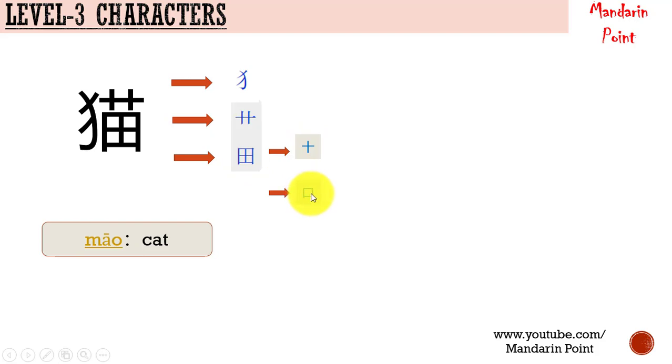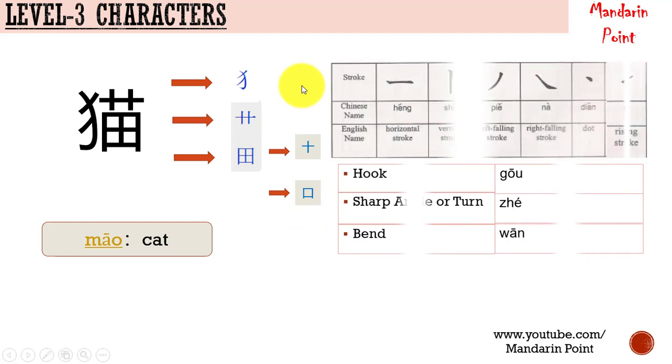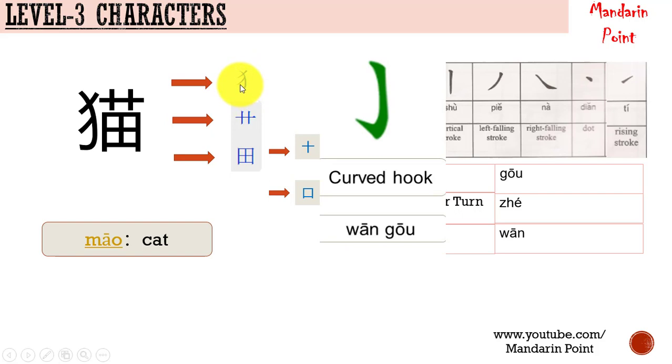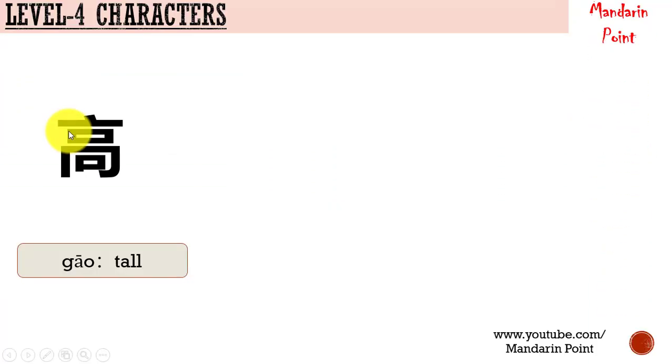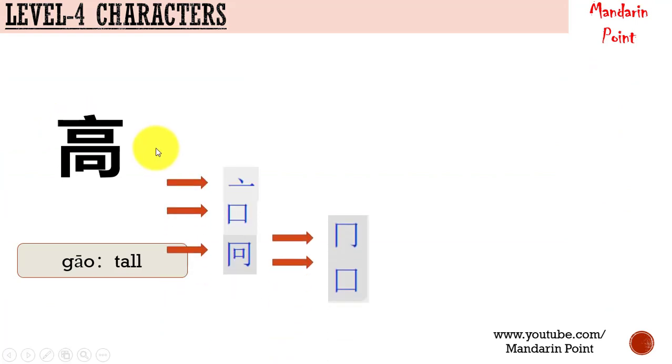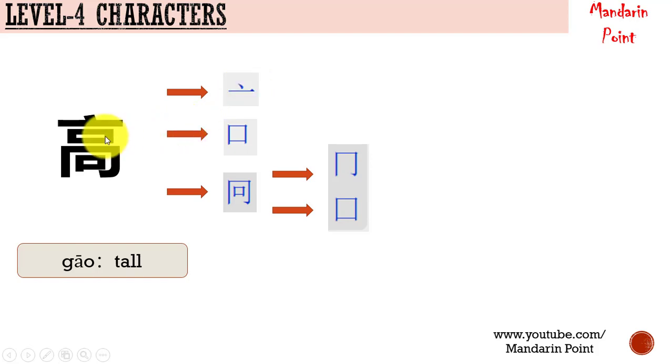Now these 4 basic characters, 1, 2, 3, 4, can be derived directly from basic strokes. For example, this one is left falling, and this one is Wang Gua, and this one is horizontal stroke, vertical, vertical, horizontal, vertical. So Mao is composed of these 4 basic characters. Got it? Let's move towards the next one. It is Gao, meaning tall or high. Let's decompose it. 1, 2, 3, but it is still decomposable.